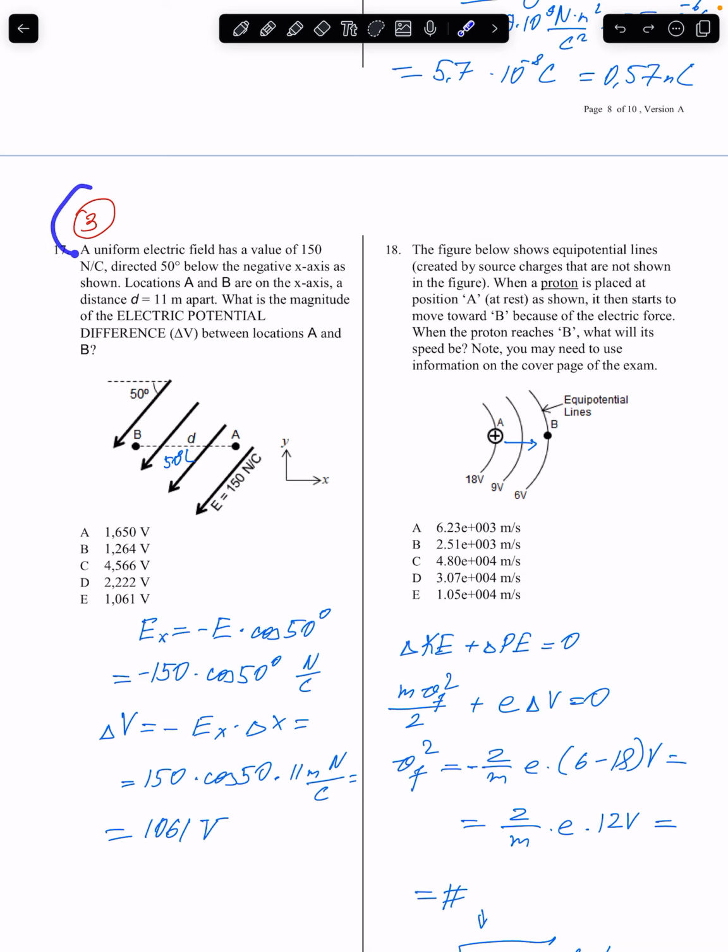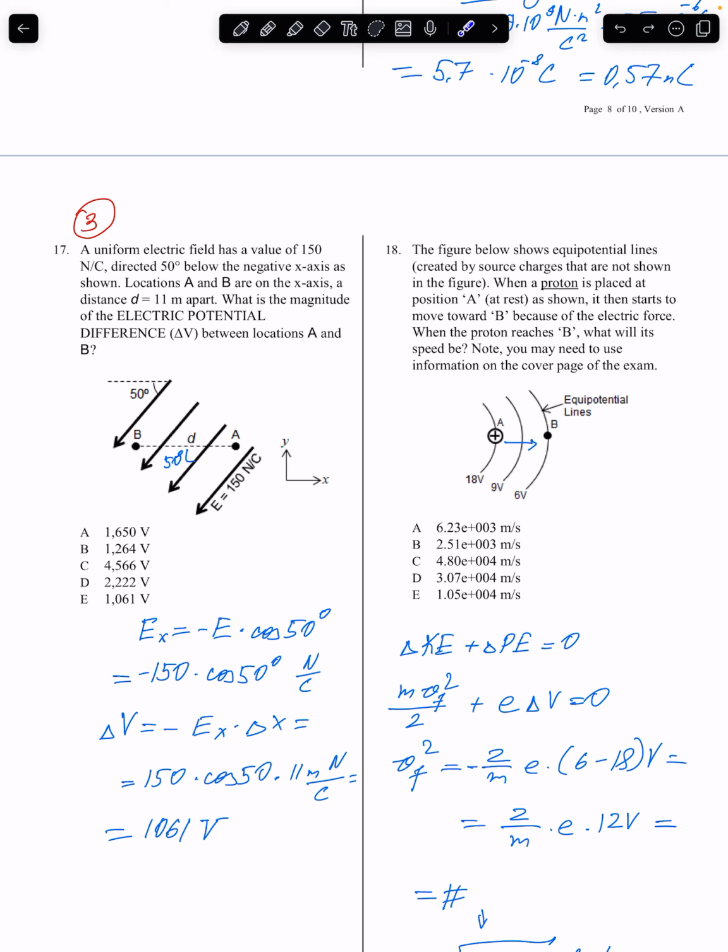Here is the third lowest graded problem. So here we have the electric fields, which are indicated over here. The electric field has a magnitude of 115 newtons per coulomb. What we need to find is the electric potential difference, specifically the magnitude of the electric potential difference between points A and B.